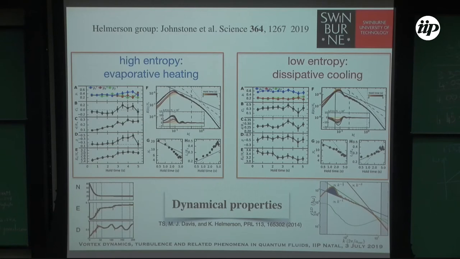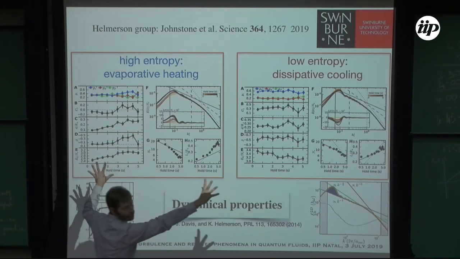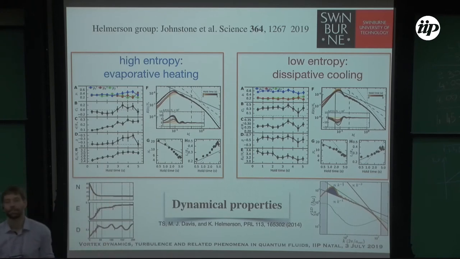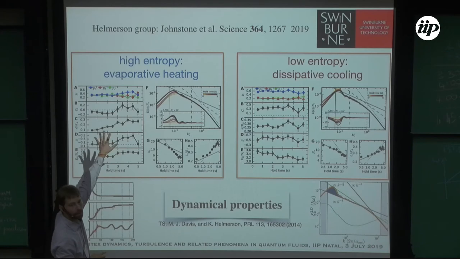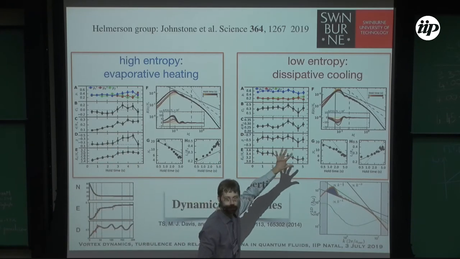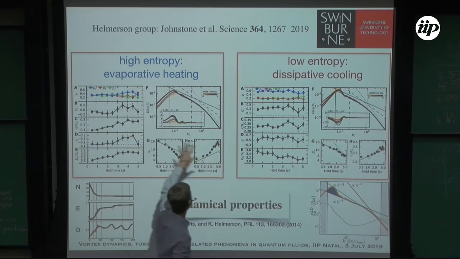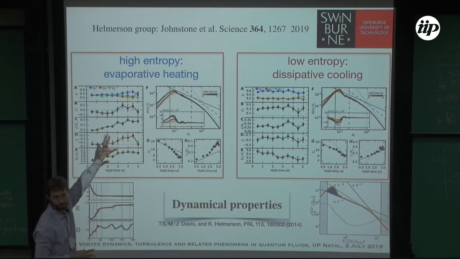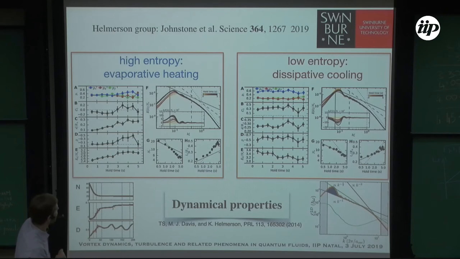Okay. So let me describe now two sets of experimental data in this experiment: the high entropy case and the low entropy case. These are the highly negative temperature states. These are very close to infinite temperature. And I just want to draw your attention to a couple of details.